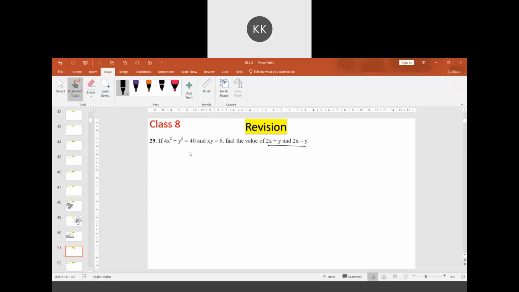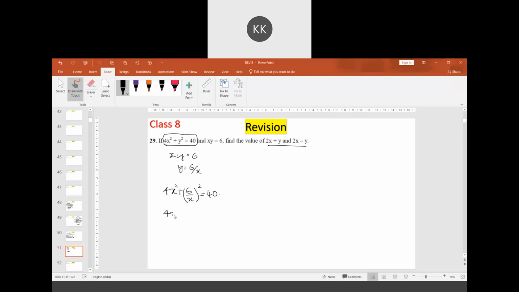Let us try with a different method. They have given xy equal to 6. So we can consider y as 6 by x. Wherever y is there, we will replace it with 6 by x. So 4x square plus, instead of y square, 6 by x whole square, which is equal to 40.